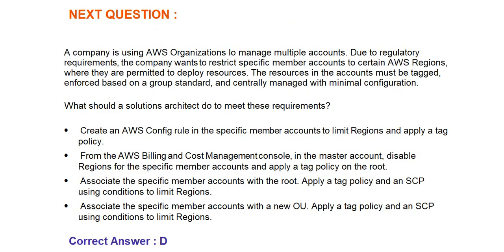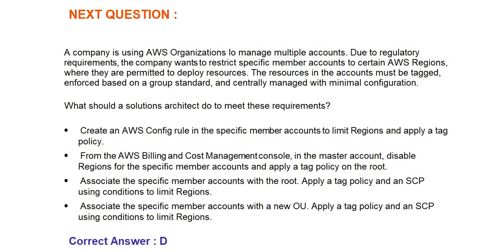Next question is, a company is using AWS Organizations to manage multiple accounts. Due to regulatory requirements, the company wants to restrict specific member accounts to certain AWS regions where they are permitted to deploy resources. The resources in the accounts must be tag enforced based on a group standard and centrally managed with minimal configuration. What should a solutions architect do to meet these requirements?